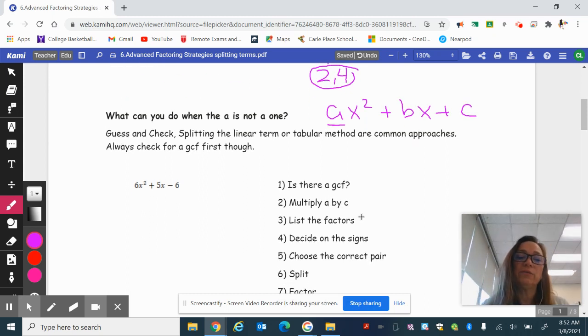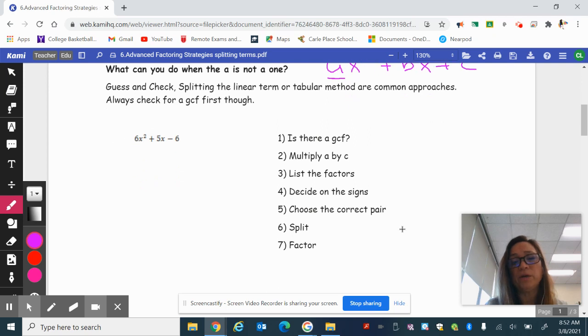There's basically 3 approaches that we take to this. One is guess and check, which is something you can always do because if you're good at it, it works. Okay. Splitting the linear term, this is what I'm going to show you today. And the tabular method, that's like the area method that we did yesterday.